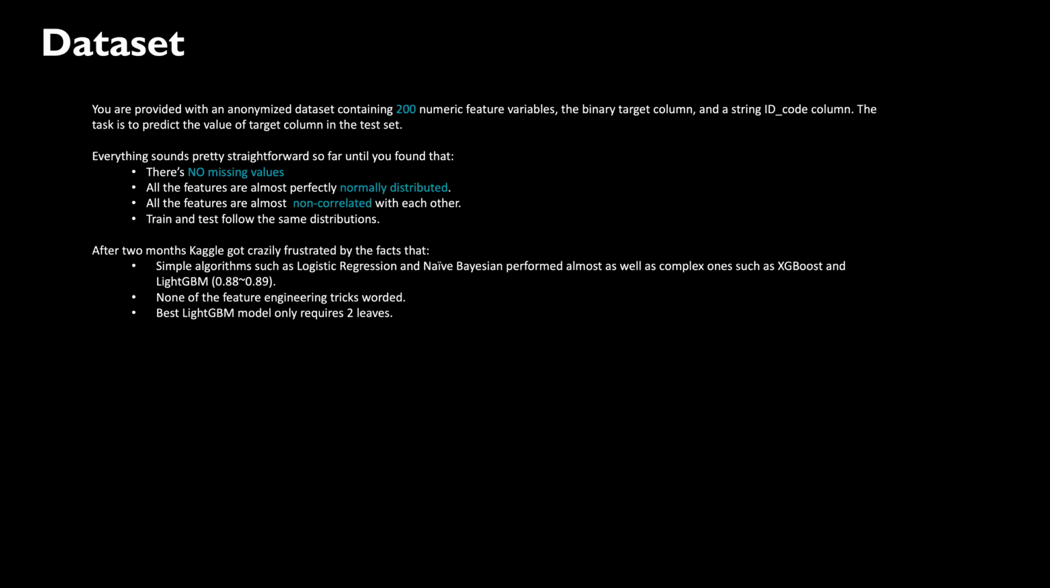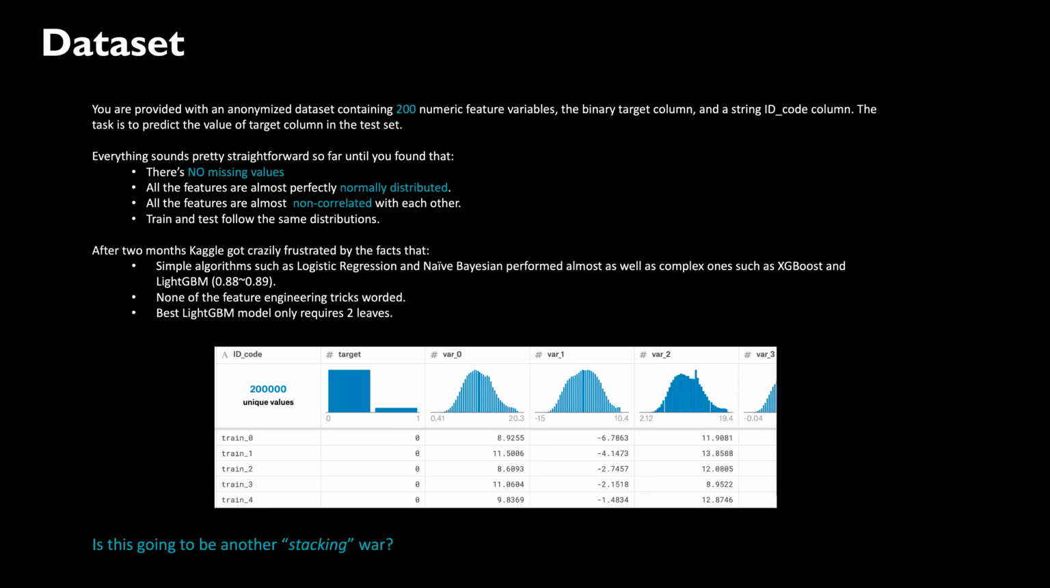So at this point, people started wondering whether this competition was going to be a war of stacking. Because feature engineering didn't work, and model tuning didn't work, and we've already seen before that ensembling is a very nice way to improve a model. However, that didn't work either. By averaging the results from different models, we ended up with almost the same result. In other words, ensembling didn't help at all.